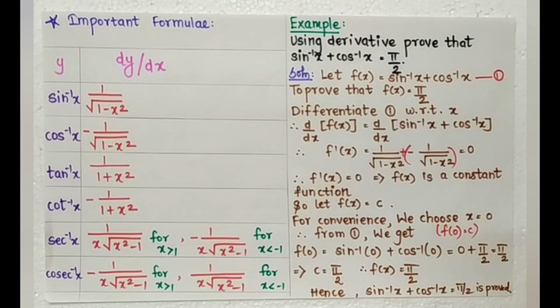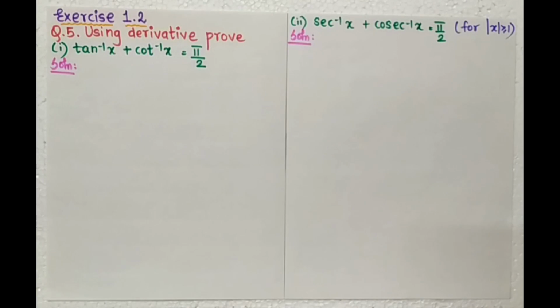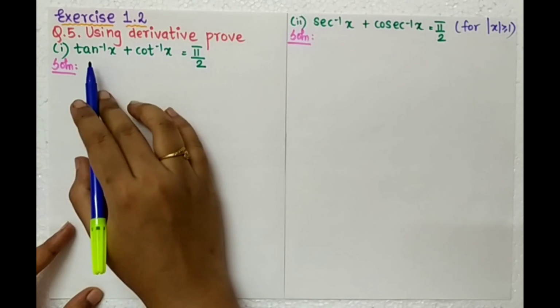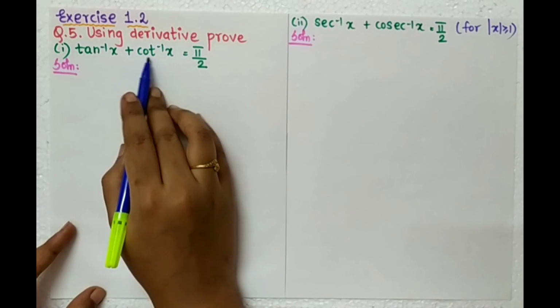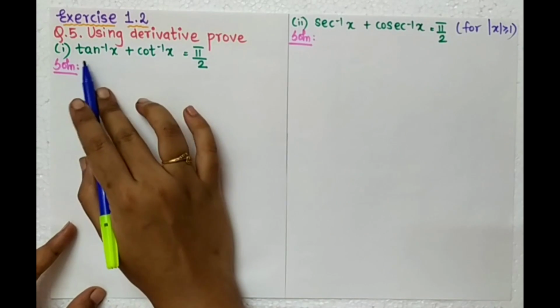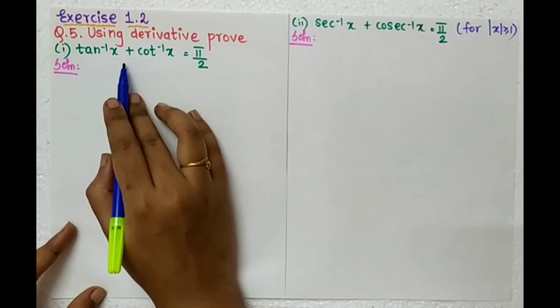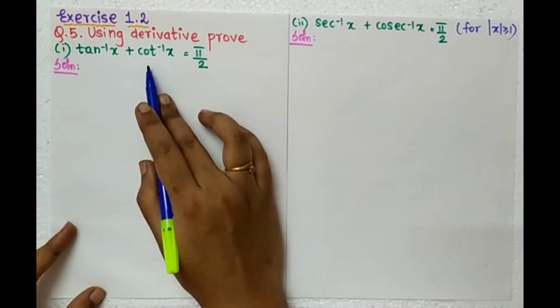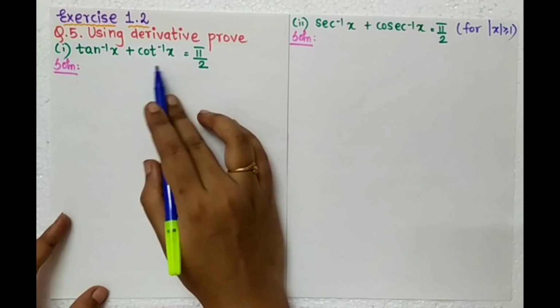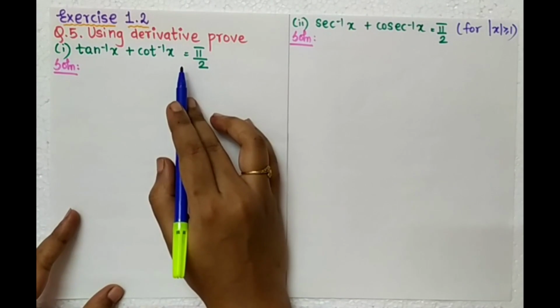So let us move on to question number 5. Okay, so now let us solve the questions easily using the previous example. You need to remember the derivative of tan inverse x and derivative of cot inverse x. We know the derivative of tan inverse x is 1 upon 1 plus x square, and derivative of cot inverse x is minus 1 upon 1 plus x square.